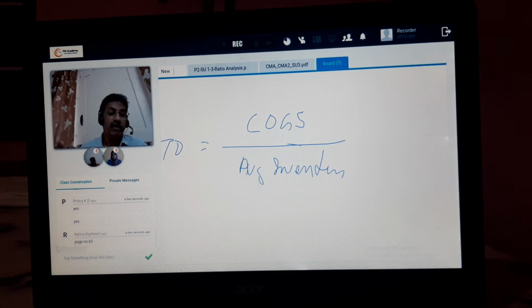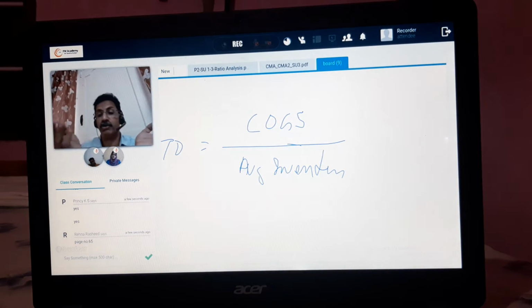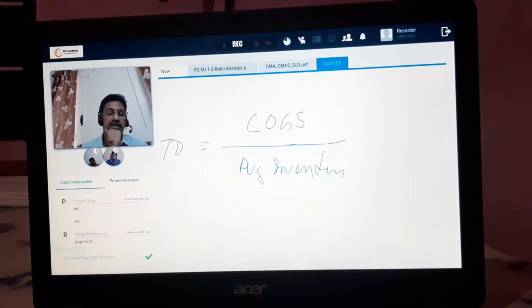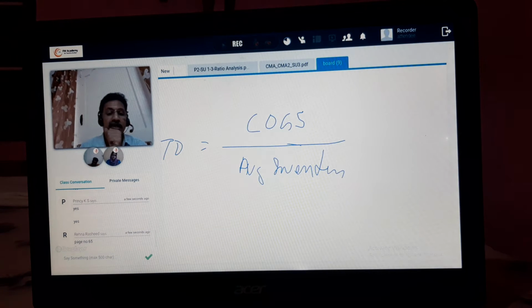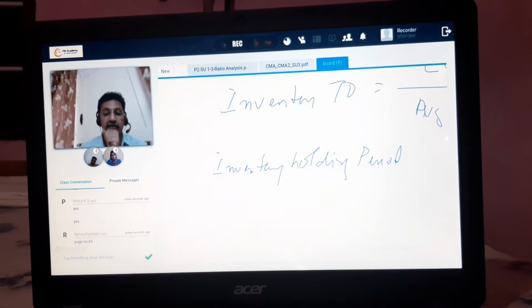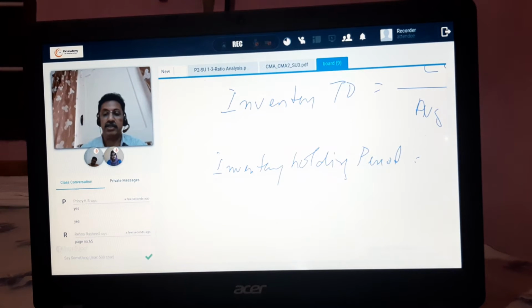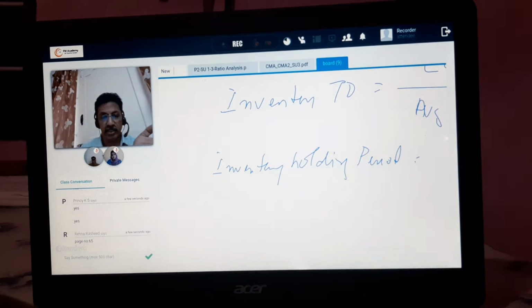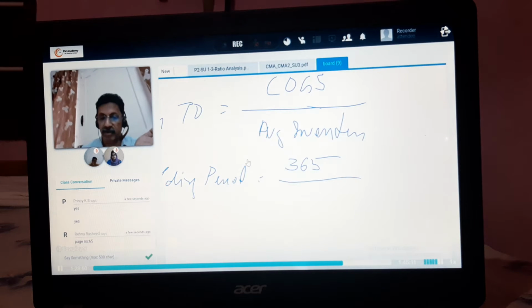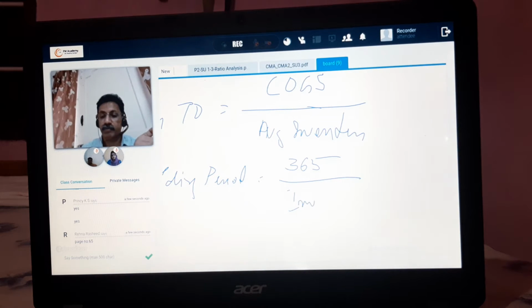But then ideally, if the information is not there, you have to take sales. So cost of goods sold divided by average inventory is the inventory turnover ratio. Then the inventory holding period, or inventory days, or inventory holding period in weeks. If it is in weeks, 52 divided by inventory turnover will give you the holding period. If it is in days, you want 365 divided by inventory turnover.